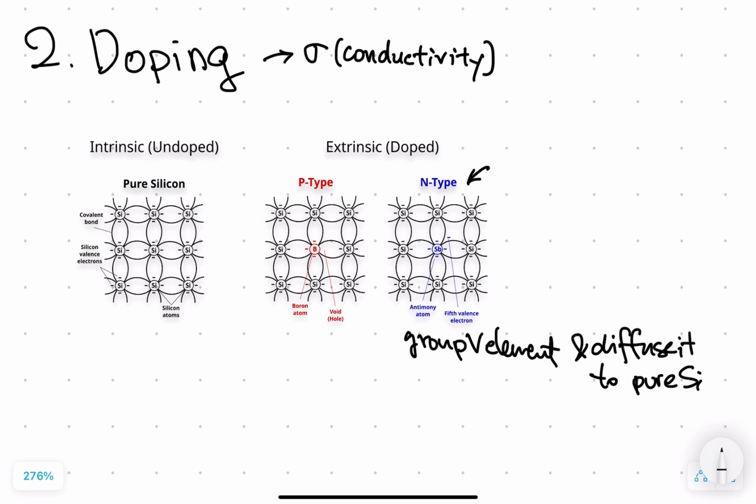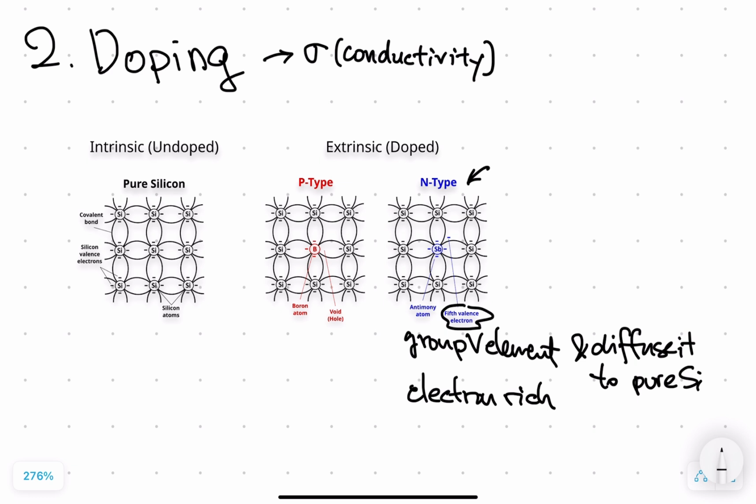Then how about one remaining electron? Here, fifth valence electron is likely to move nearly free. As a consequence, N-type silicon will be electron rich.